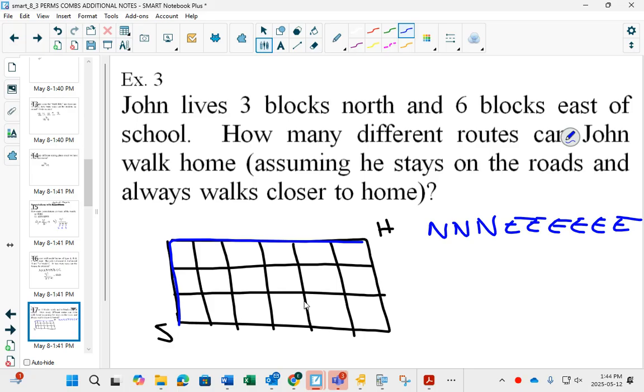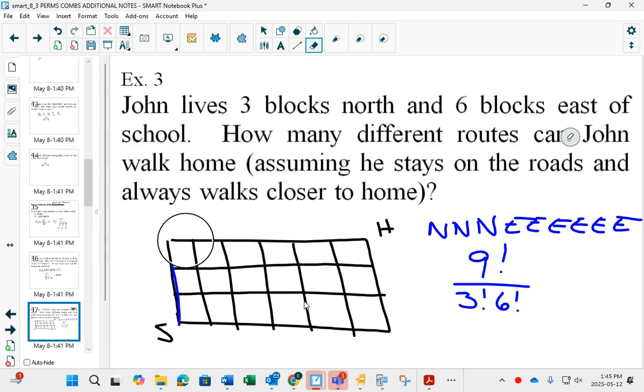Now, this is a Mississippi question, so if we rearrange the north and the east, we would get the total ways that we could go. And I showed you could also do this by counting. So starting here, each of these points, we could count how many ways you could get to each point. And again, we're assuming John is always getting closer to home.